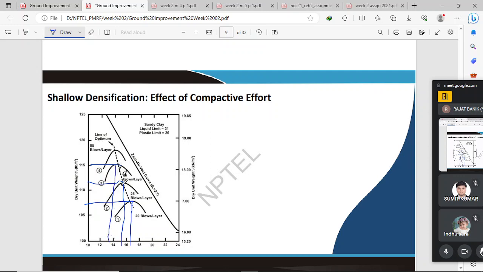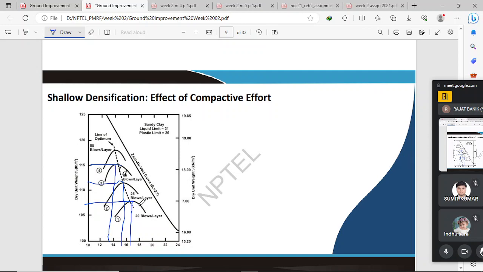From this, we conclude that for a similar type of soil, if we apply lower energy, we get a lower maximum density and a higher optimum moisture content. But when we increase the compactive effort or mechanical energy, we get a higher density and a correspondingly lesser optimum moisture content of the soil. So if we plot it, we see that the curve goes upward and also shifts to the left, towards the dry side.